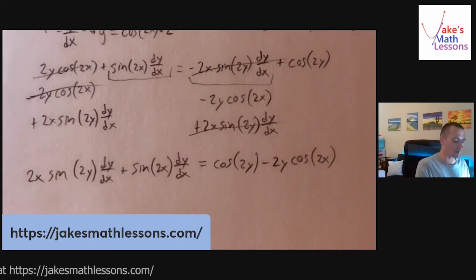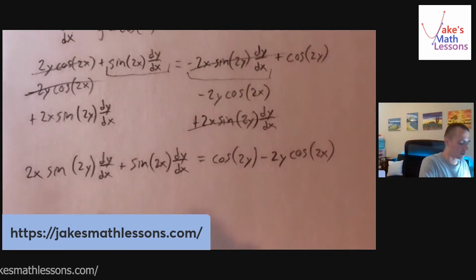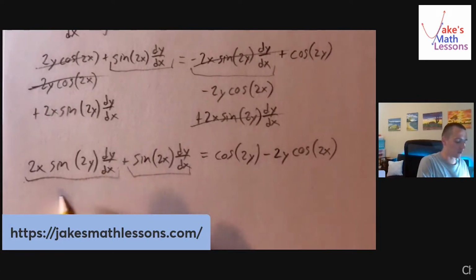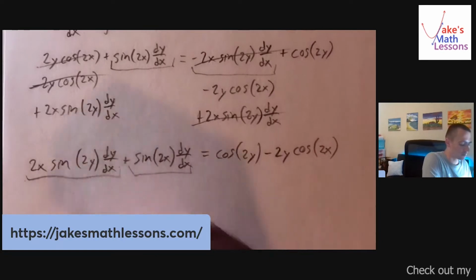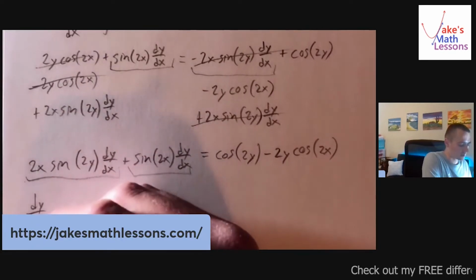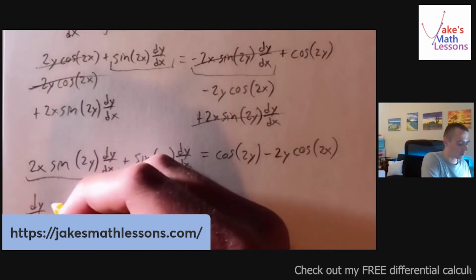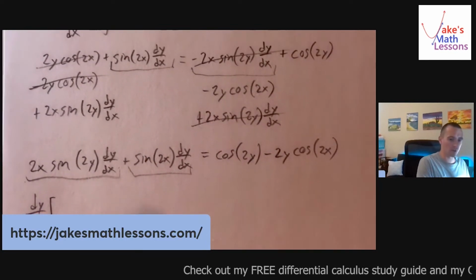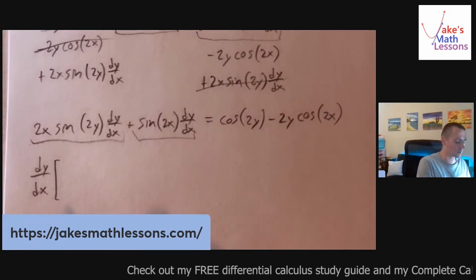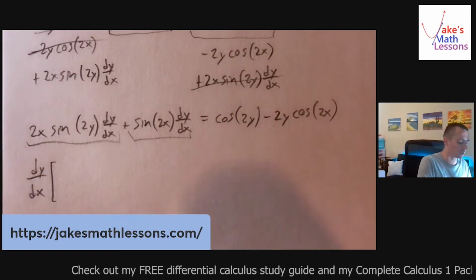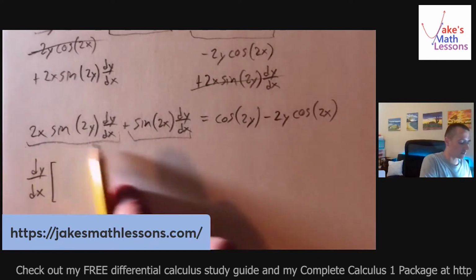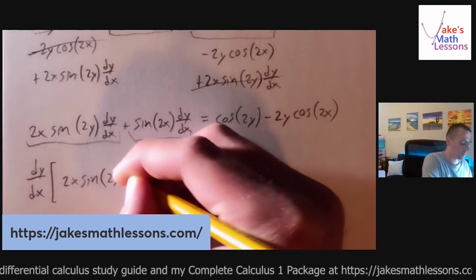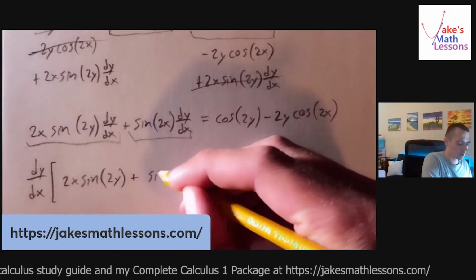All right. And then once we have all our dy dx terms over on the left side of our equation, again, what we can do is factor out our dy dx, because now both of these terms have a dy dx in common. And that's going to accomplish exactly what it did in the first problem we did here today. And that is going to be making it so that we only have a single dy dx term left that we can then solve for much more easily. So if we take dy dx out of this first term, we're going to be left with 2x times sine of 2y plus sine of 2x.